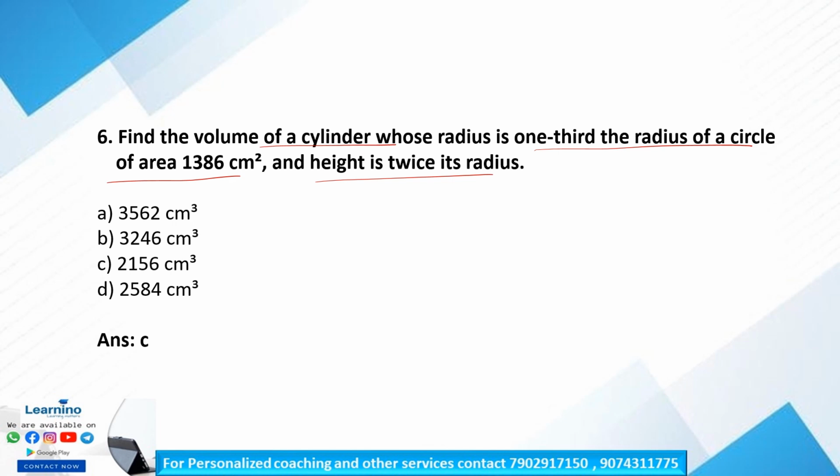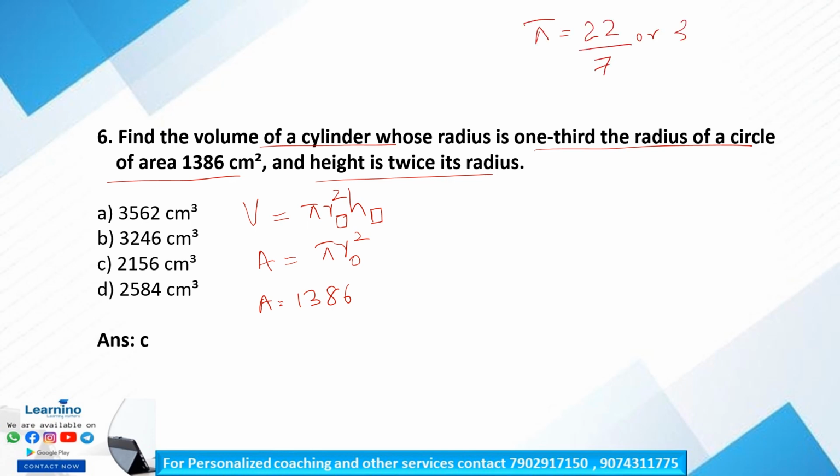Okay, so volume of the cylinder V is equal to pi r square h. Okay, area of the circle is pi r square. In that we know the area A is equal to 1386. That is given in the question itself. Okay, so area is equal to 1386. Okay, then pi r square h. This is the radius of the circle, this is the radius of the cylinder, this is the height of the cylinder, whereas this is the volume of the cylinder. So what is the value of pi? It is 22 by 7 or 3.14.